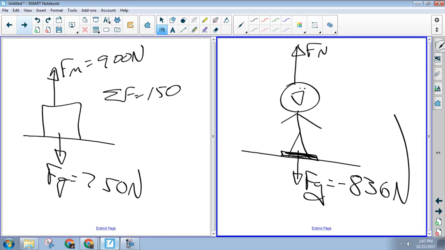As far as solving the problems for number 2, you're given the normal force, and you know your mass is 85.3, is that what you said? So you can find your net force and then divide by the mass to get the acceleration. Good? Any questions about number 2?